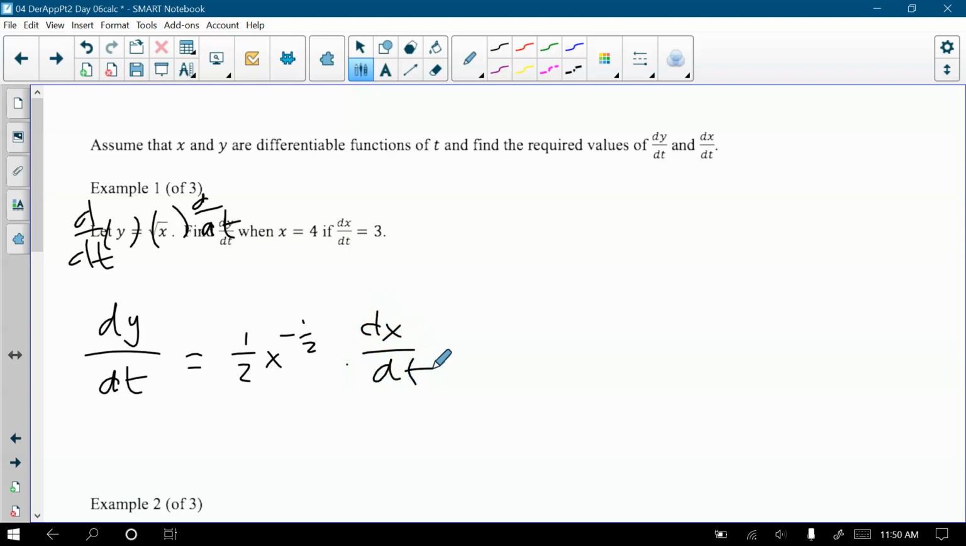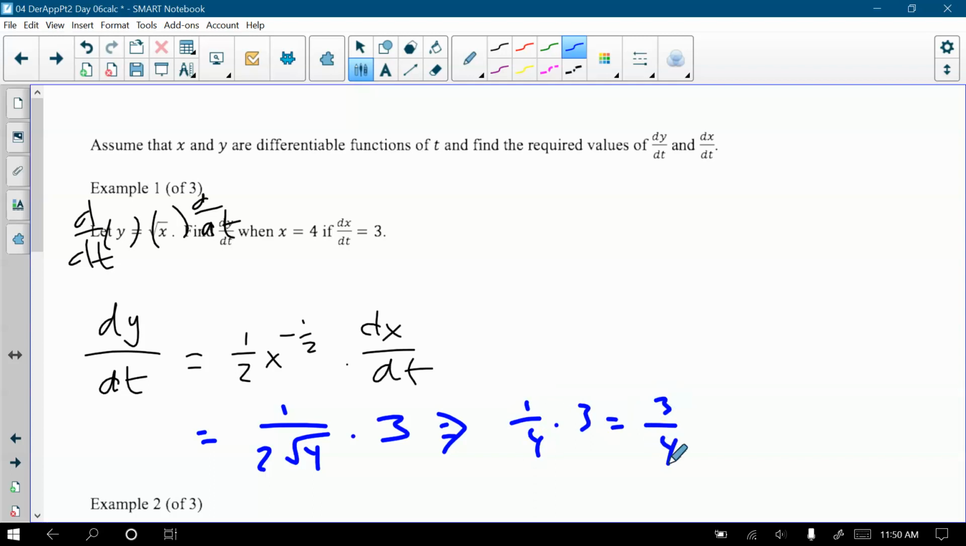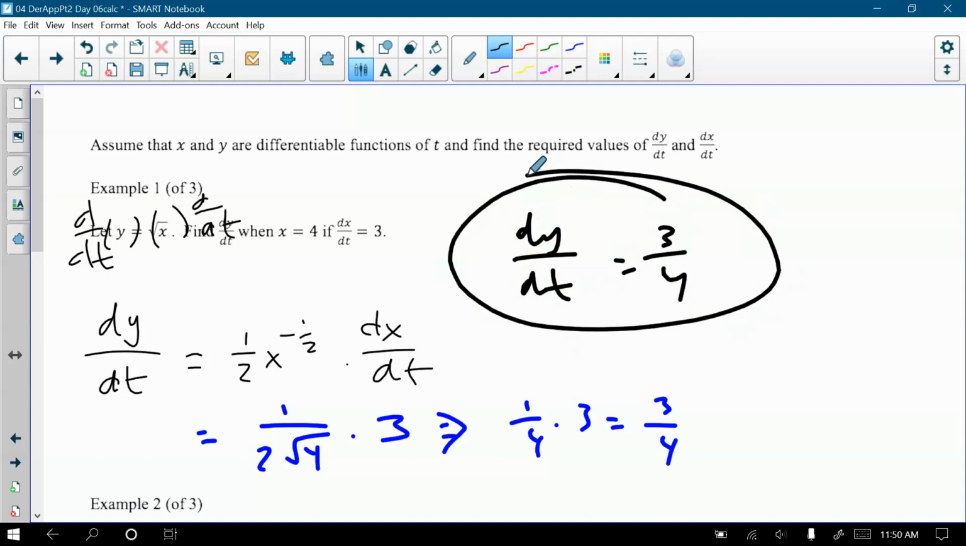Now it says when x is 4 and dx/dt is 3, we can solve for dy/dt. So when x is 4, I have 1/2 root 4 times dx/dt, which is 3. That gets us 1/4 times 3, which equals 3/4. So dy/dt is equal to 3/4. For this function, the rate that y is changing is 3/4 when x is changing at 3 units per whatever.